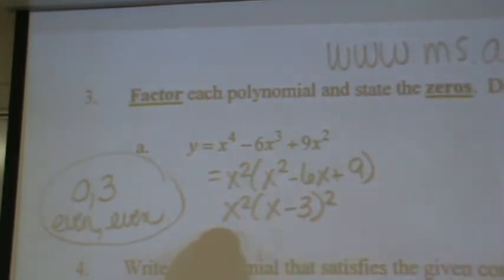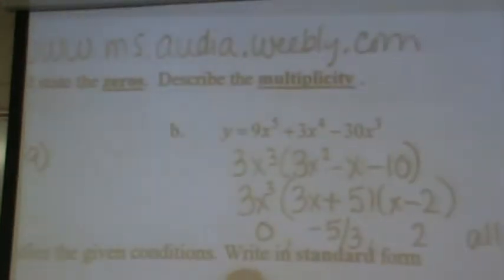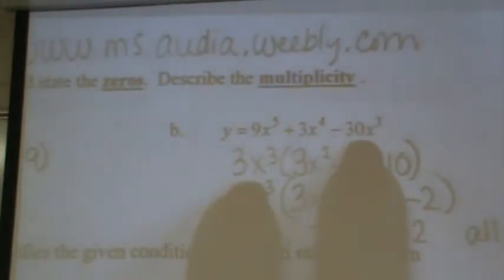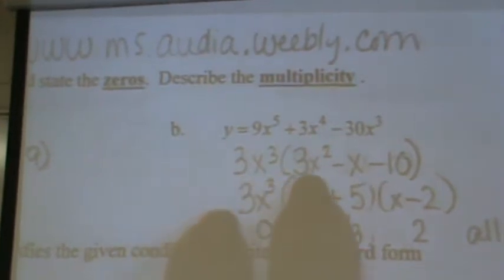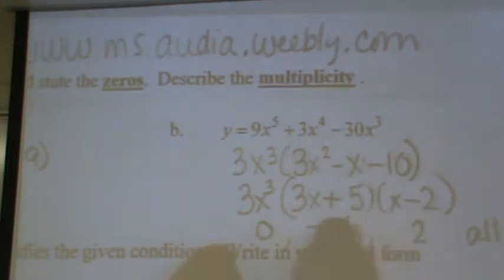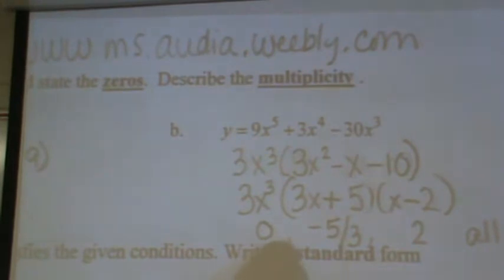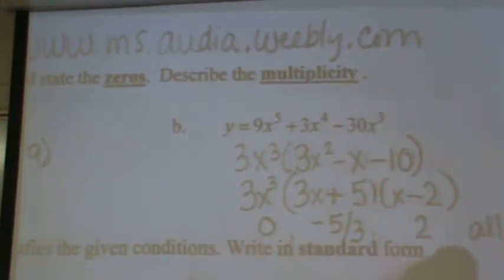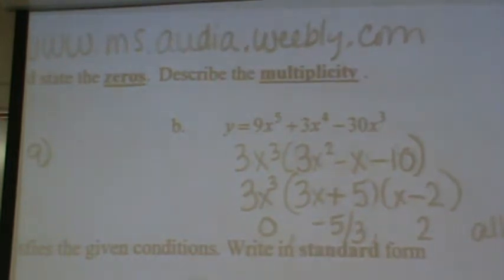Okay. Then for B, you're gonna pull out 3x cubed, and what's left is 3x squared minus x minus 10. And then I factored this, it was factorable. So my 3 zeros are 0, -5/3, and 2. All of these zeros have an odd multiplicity, so it's gonna cross through at all 3 spots.